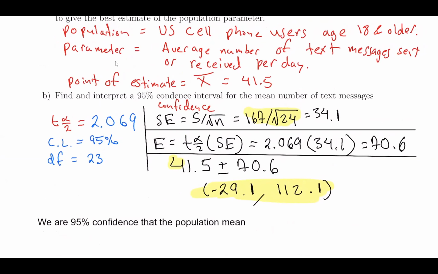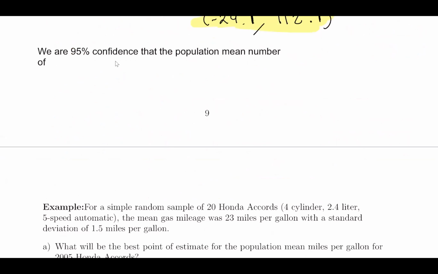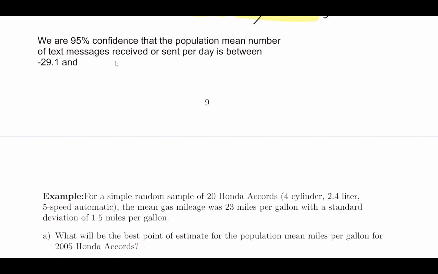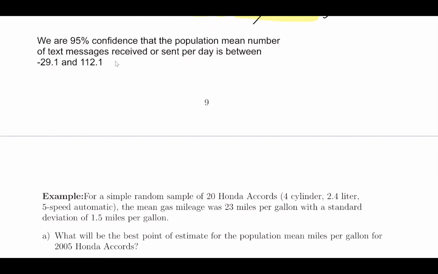So we'll say that: the population mean number of text messages received or sent per day. And then you put whatever the confidence interval is. Per day is between negative 29.1 and 112. All right, and that's it for the interpretation. If you remember the interpretation we did for the population proportion, it is pretty much the same thing. Instead of saying population proportion, we're saying population mean, but pretty much the same.